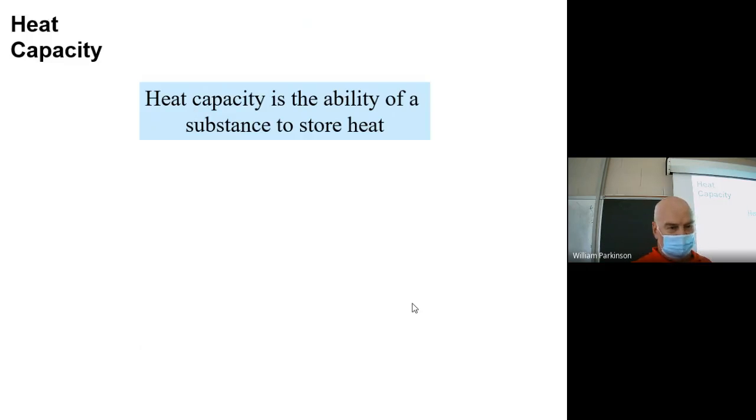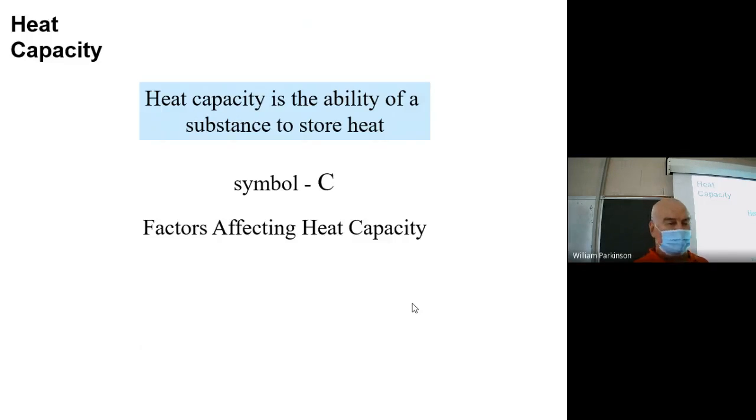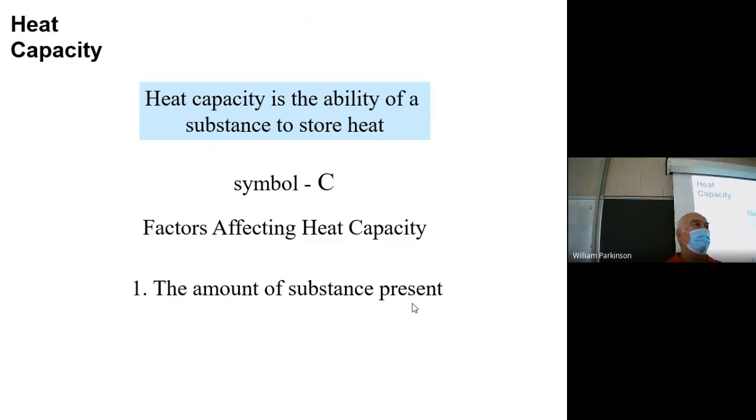Okay, so the symbol of heat capacity is a capital C, and there are some things that affect the heat capacity of a material. The first being how much stuff you have. Okay, so think about it this way. If I am going to boil crawfish, I put this pot of water on the burner. And simultaneously, I'm going to make some tea.